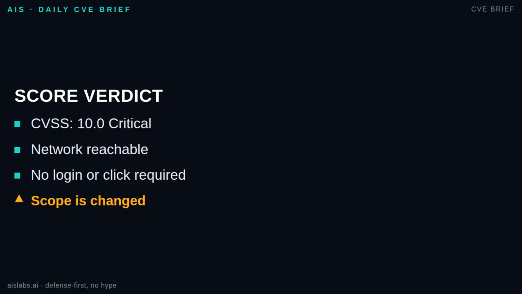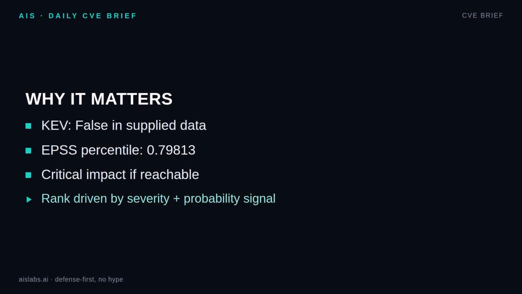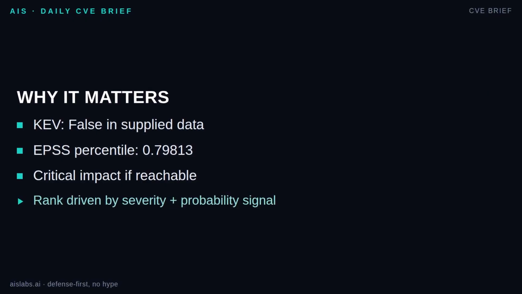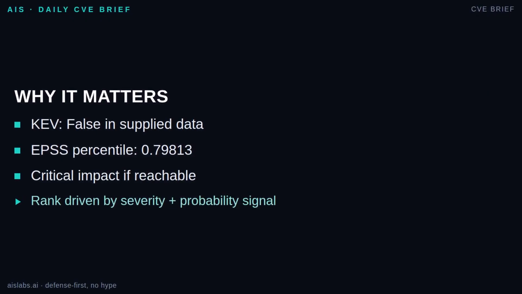The supplied data says this CVE is not on CISA's known exploited vulnerabilities catalog. That matters because KEV is one of the strongest public signals that exploitation has been observed. So we should not overstate the case. This brief is not claiming a known campaign, a botnet, malware activity, or exploitation in the wild. None of that is provided. But absence from KEV is not the same as safety.